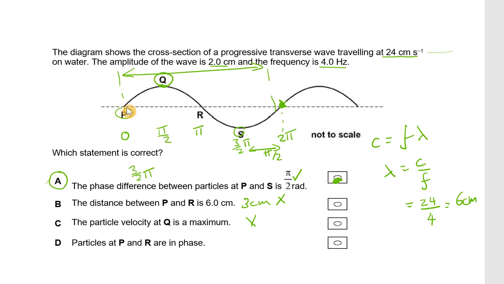Well, P and R are nodes of the wave. Sorry, they're not nodes of the wave at all. It's a progressive wave. P and R are 180 degrees out of phase. Although they're in the same position, we can imagine in the next moment P will start moving downwards and R will start moving upwards. So they're 180 degrees out of phase. So the answer was A.